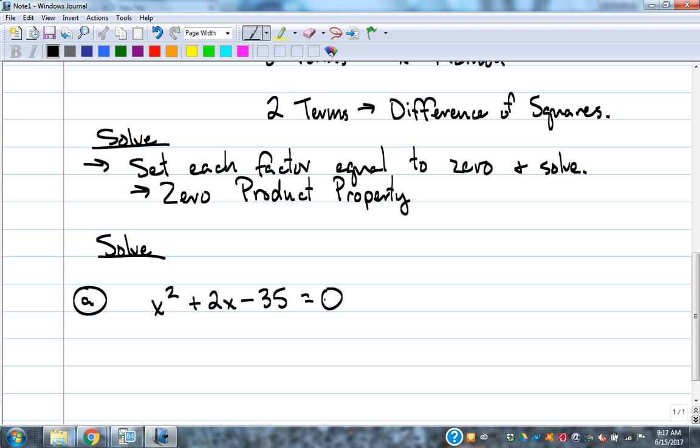The next thing we want to do is solve it by factoring. It's got three terms on the side that's equal to 0, so we know we're using the x method to solve that. What goes on the top of that x? Negative 35. 1 times negative 35 is negative 35. And 2 goes in the bottom. We want it to multiply to be negative 35 and add to be 2.